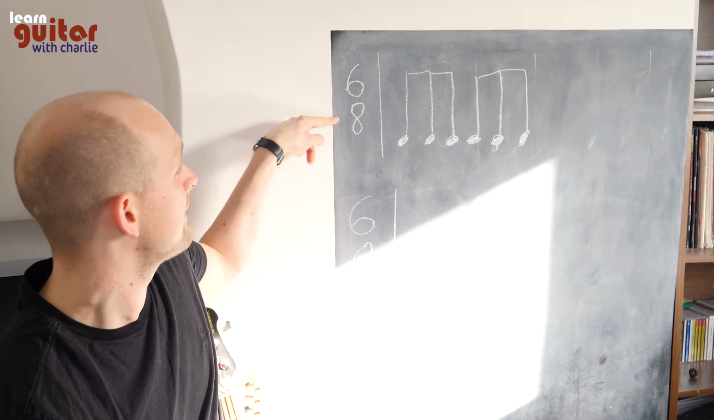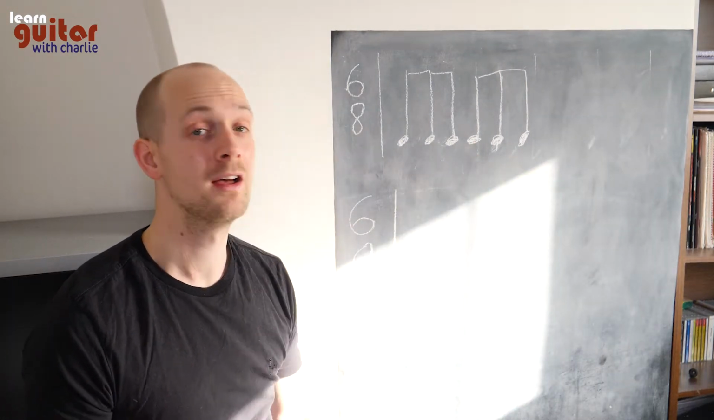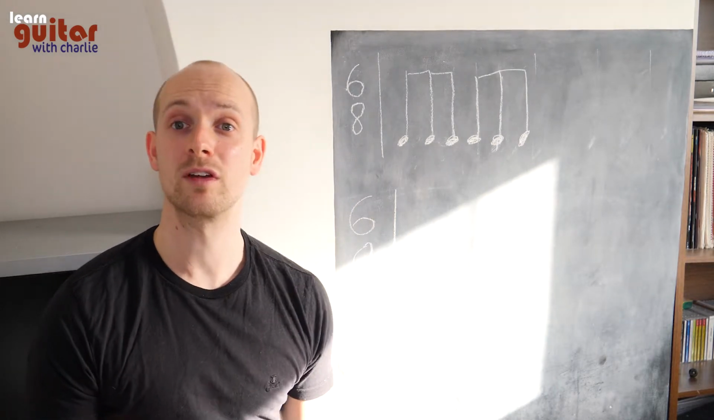So I've written a bar of 6/8 for you here. As you can see, we have 6: 1, 2, 3, 4, 5, 6. The 8 tells us we've got quavers. We've got 6 quavers per bar.